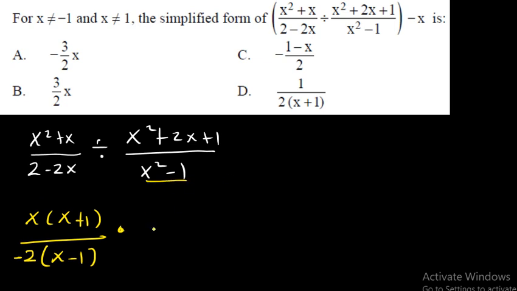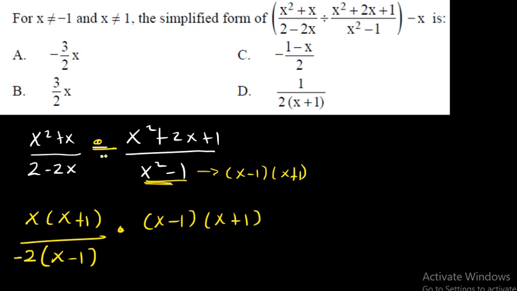But x squared minus 1 can be factorized as x minus 1 and x plus 1. This part alone will be factorized as x minus 1 and x plus 1. But I flipped it, I take the reciprocal, or upside down. The reason is the divide is changed to times. The upper part will be factorized and written as x plus 1 times x plus 1, or x plus 1 square, I can say.